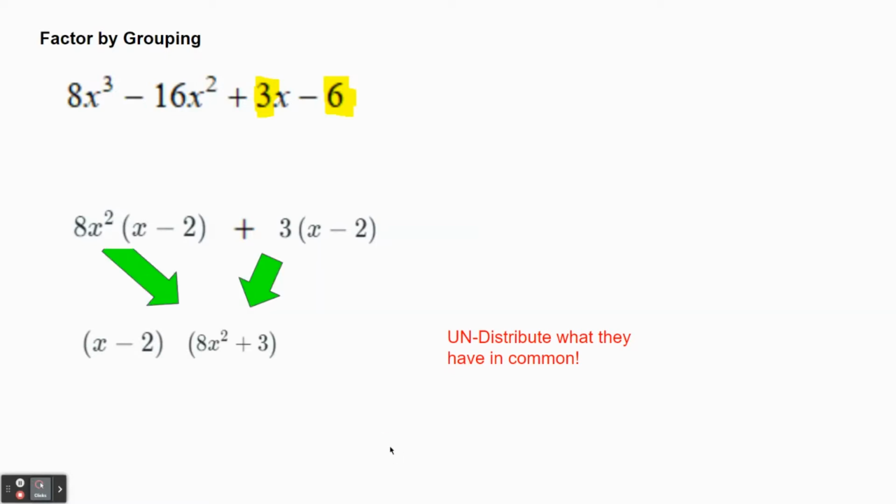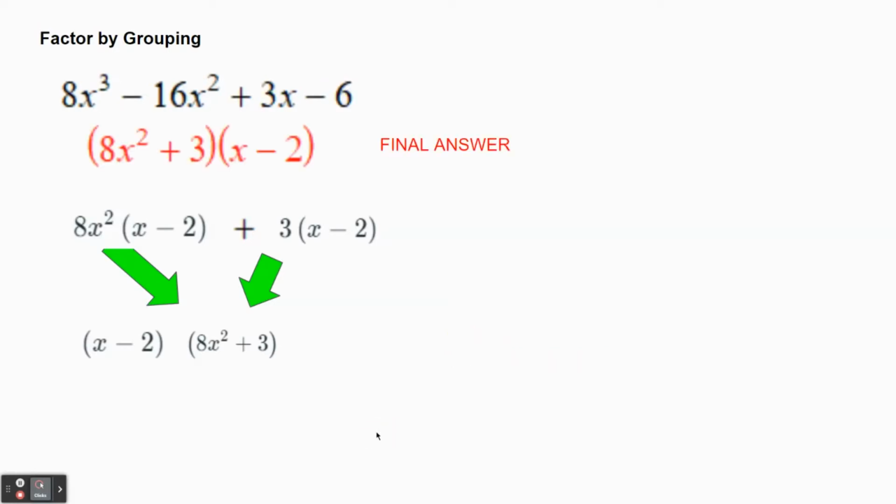And then what do I have left? I have 8x squared plus 3. I just undistributed the x minus 2. And that's it. That's your final answer: the quantity 8x squared plus 3 times the quantity of x minus 2.